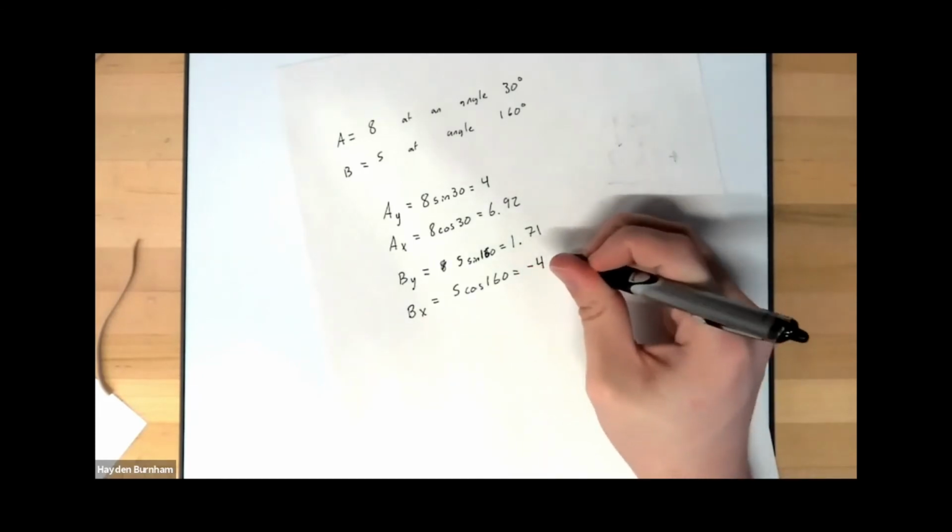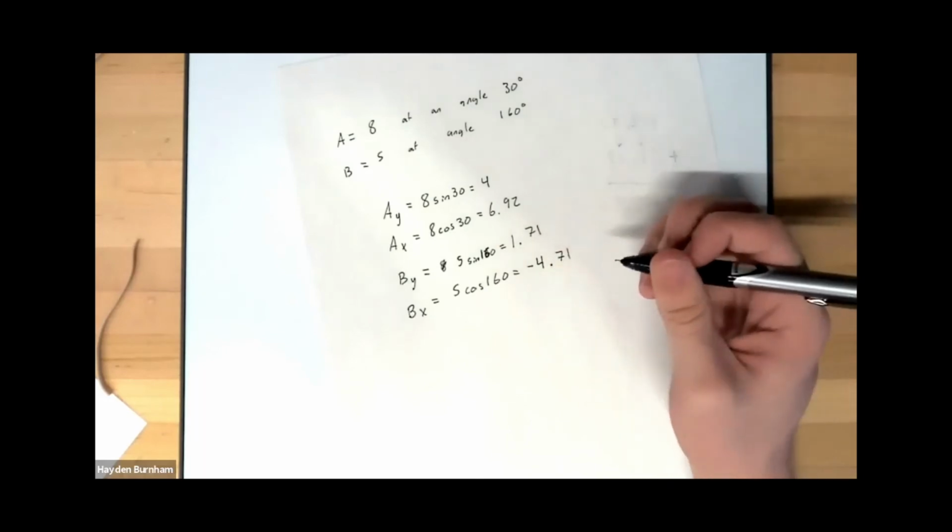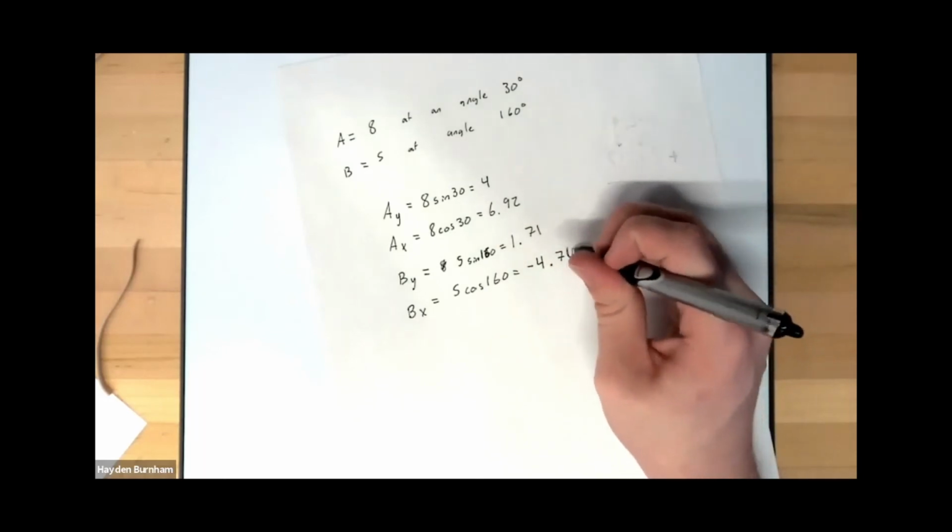Okay, so did you enter in cosine 160? One of the things here is you want to make sure you enter in the actual angle, because it's supposed to be negative 4.7. Yeah, because then that gives the correct direction of the vector.